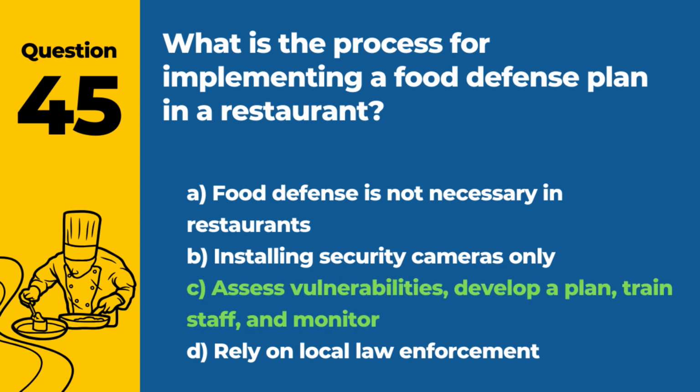Answer: C. Assess vulnerabilities, develop a plan, train staff, and monitor. Implementing a food defense plan involves assessing vulnerabilities within the restaurant, developing a plan to address these vulnerabilities, training staff on food defense practices, and regularly monitoring and updating the plan as needed.